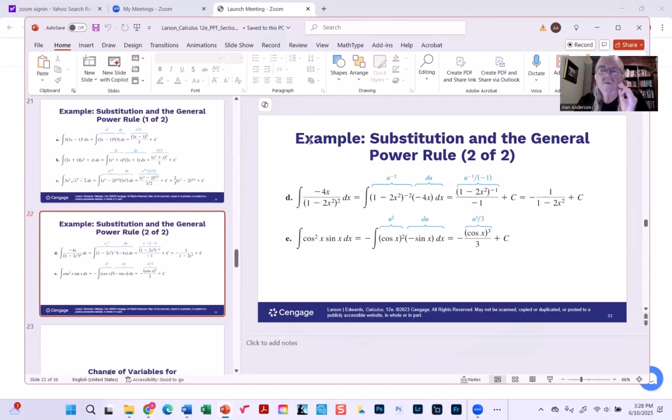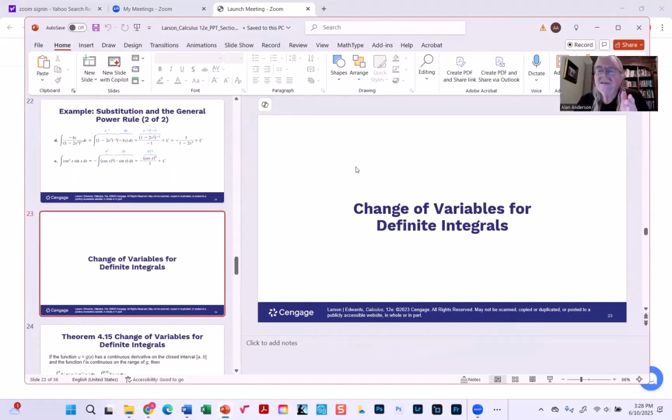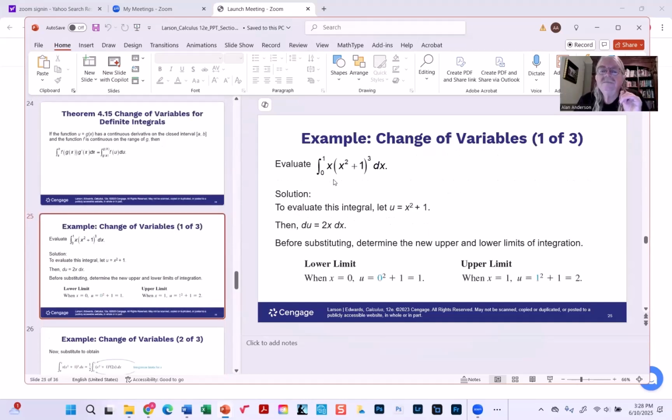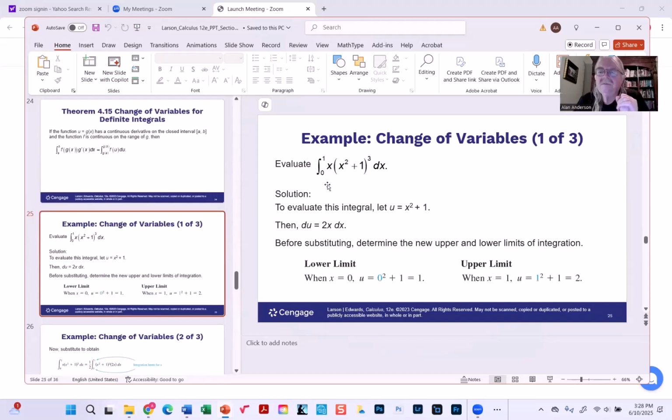Okay, so what we haven't seen yet is how to handle the case of solving for a definite integral with U substitution. Because it means we have to do something about the limits of integration. If we're going to use U instead of X, we do have to adjust the limits of integration. So we'll see how that works in a second. So first, let's look at an example.